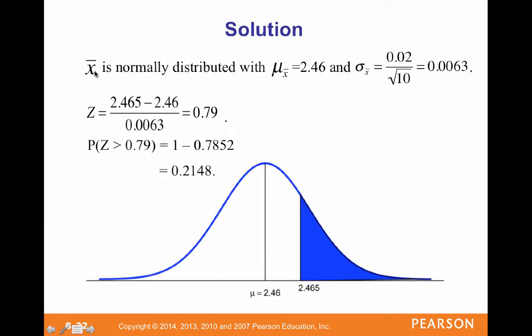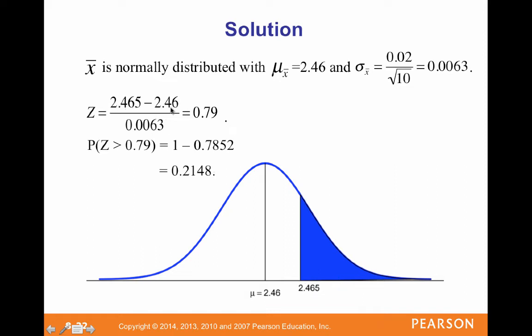We already know the distribution of the sample mean is normally distributed. It has the mean equal to the population mean, and the standard deviation is equal to the population standard deviation of 0.02 divided by the square root of n, which is 0.0063. So if we want to find the probability that the average of 10 pennies is going to be above 2.465, we do the z-score.